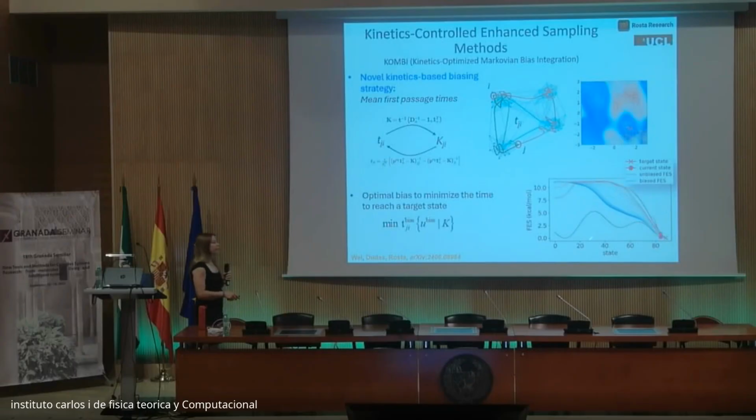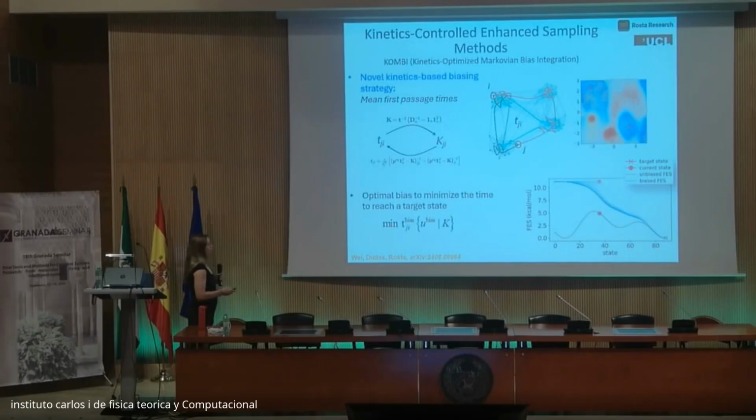And depending on the position of the particle, we would have to apply different bias. As you can see, this original potential has some kind of hills that were difficult to overcome. This mean first passage time optimized bias would result in an overall downhill slope, so that would be very hard to reach the target state.